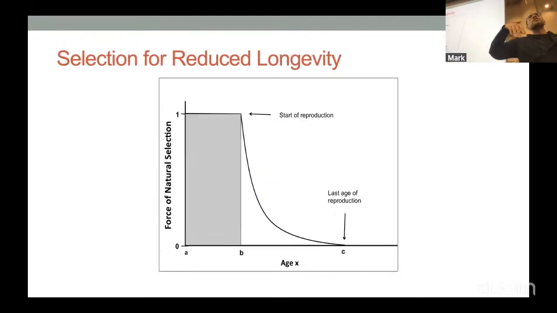And then you can also go in the opposite direction, right? You should also have the prediction that if you shift the start of reproduction to the left, you're now reducing the amount of time where natural selection is acting at full force. As a result, you should have populations where you're having more of this mutation accumulation. You might have more intense antagonistic pleiotropy situations occurring.